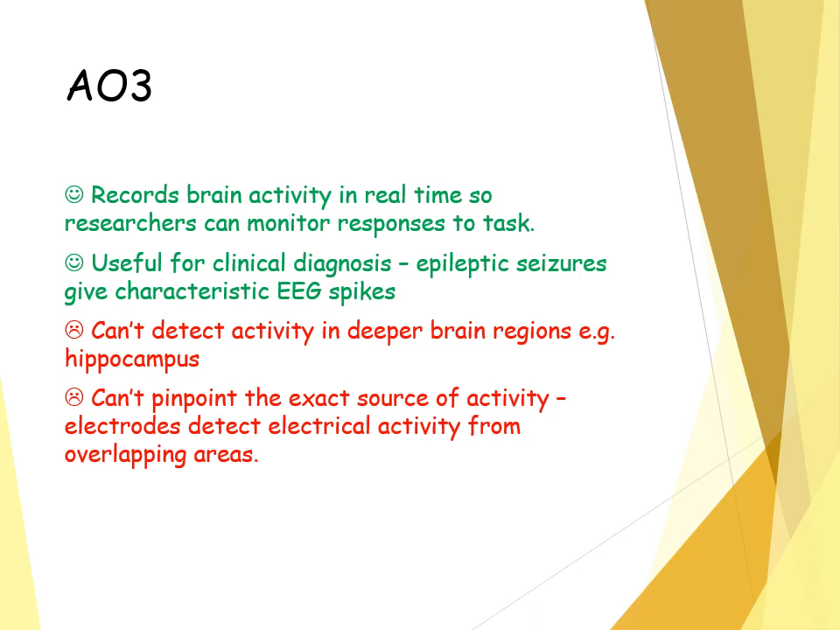They have good temporal resolution. They're useful for clinical diagnosis, so epileptic seizures give characteristic spikes on the EEG data. You can't detect activity within the deeper brain regions such as the hippocampus, so it's not particularly good at searching areas of the brain that are right within the centre of the brain. Also, you can't pinpoint the exact source of the activity due to the electrodes being placed on the head. There could be overlapping areas, so therefore it might not have good spatial resolution either.